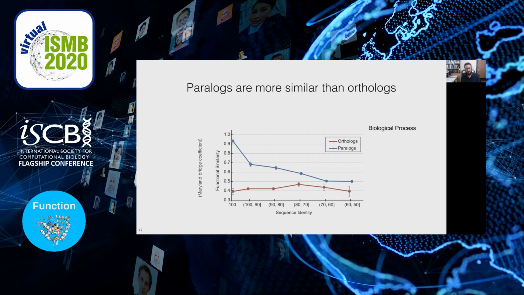We found that paralogs are more similar than orthologs. Along the x-axis here is the sequence identity, the amino acid identity between any two proteins that we're comparing. And on the y-axis is a measure of functional similarity, in this case, Maryland Bridge. In all of the graphs I'm going to show you, it doesn't matter which measure of similarity we use. I'm also showing you here only biological process. It also does not matter which ontology we use, biological process, molecular function, cellular component. None of the results I'm going to show are qualitatively dependent on any of those choices. So as you can see, paralogs are more similar, especially at higher sequence identities, than orthologs.